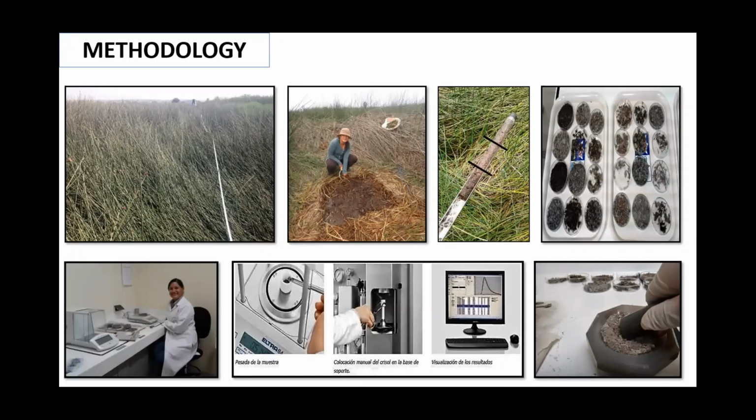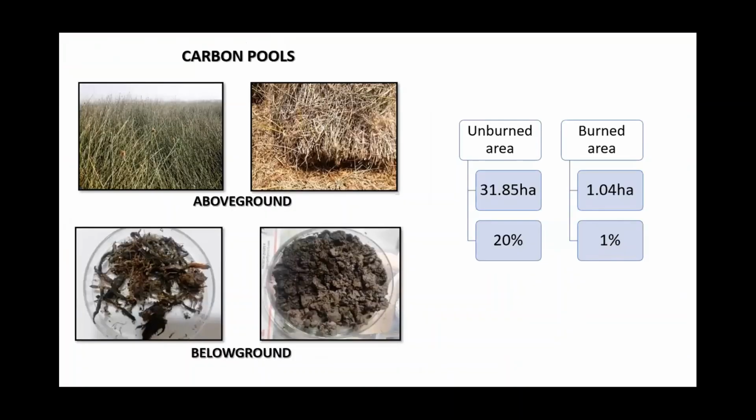So in the lab, I separated the roots and rhizomes from the soil matrix, and then we calculated carbon storage using an elemental analyzer. So it's also important to mention that we wanted to follow the Blue Carbon Initiative methodology. I don't know if you're familiar with that, but we wanted to estimate the carbon storage in 4 carbon pools, also aboveground and belowground.